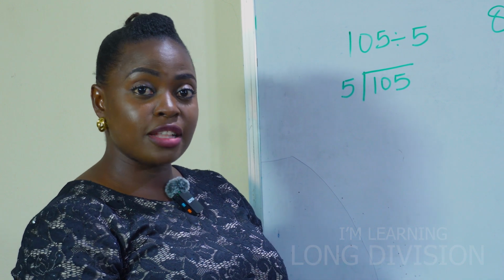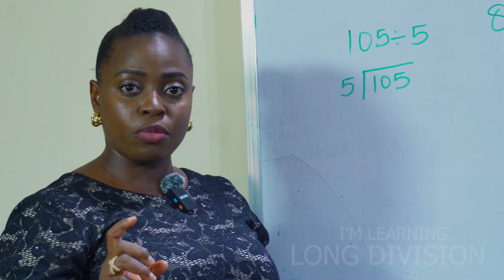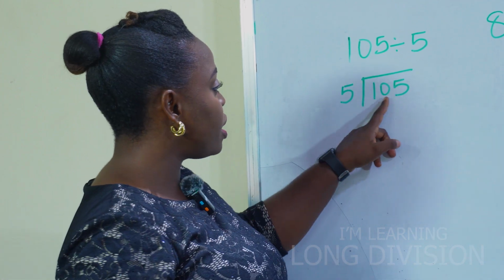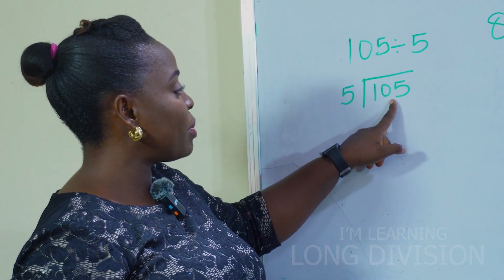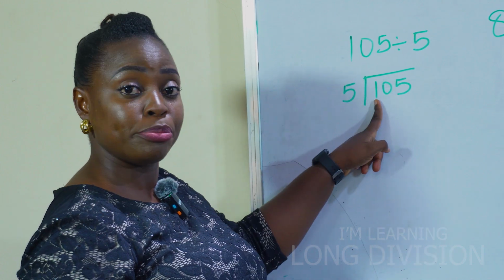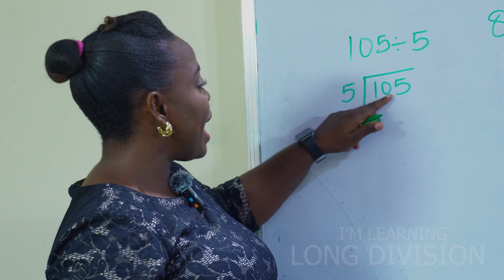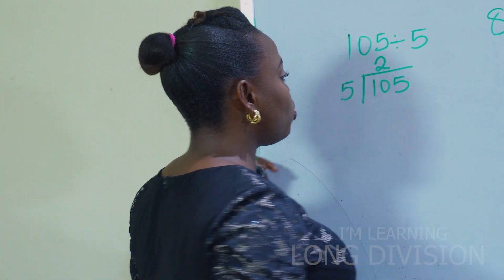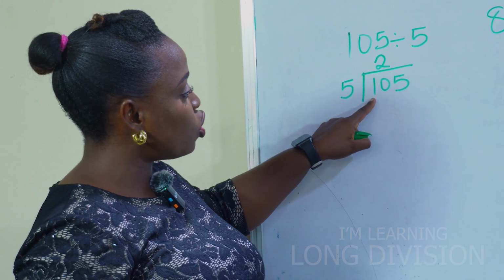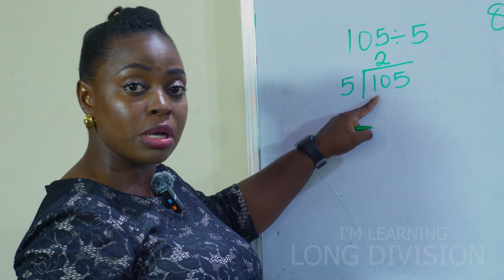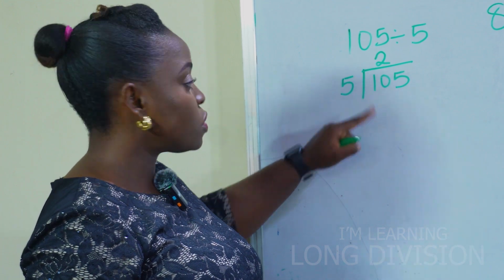In a situation like that, you look to the right of that number to see what the next number is. The next number is 0. And so I'm now going to use 10 together as opposed to 1. So 10 divided by 5 is 2. Now, when you're writing the 2, if you notice, I didn't write my 2 on top of 1. I wrote my 2 on top of 0 to show that I used the two numbers at once.